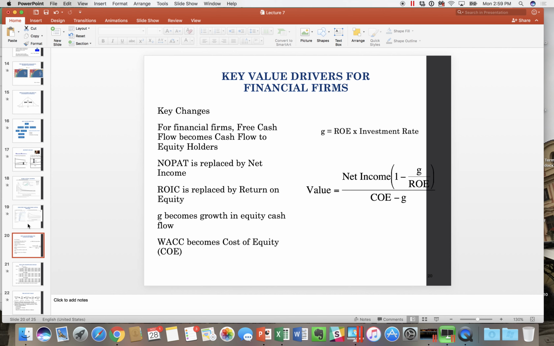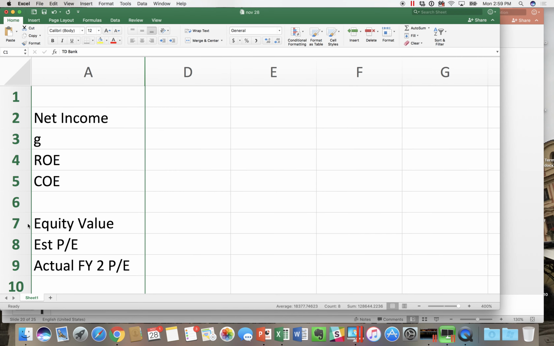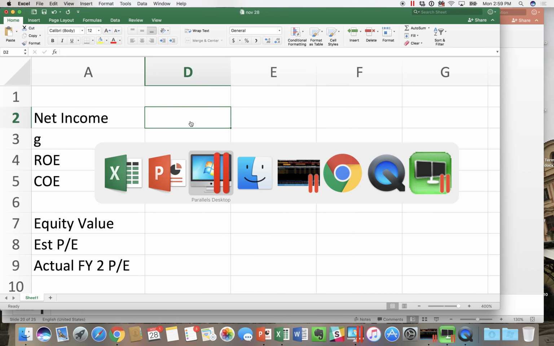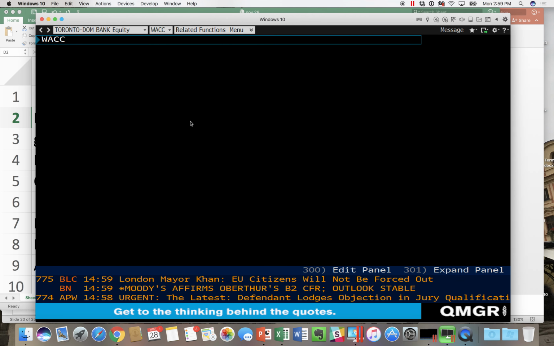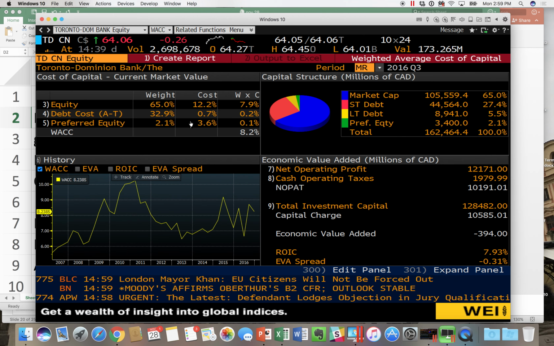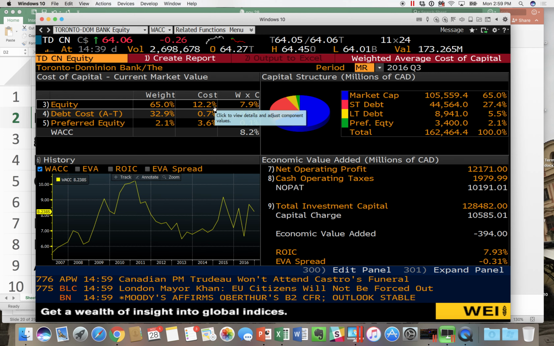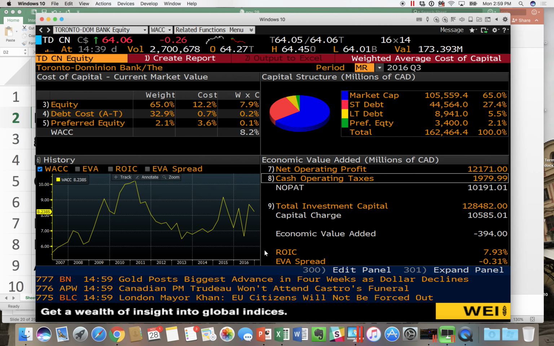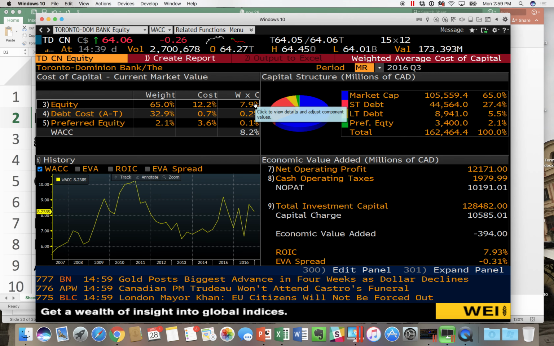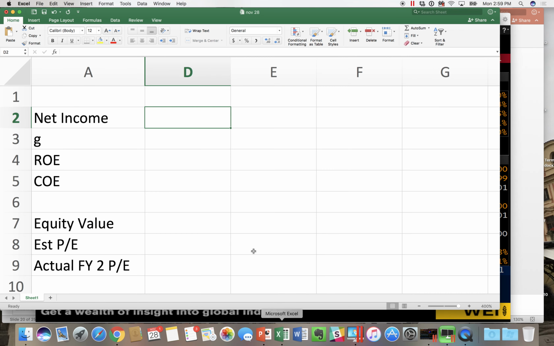So, TD Bank, let's do it real quick. This is the key data. And again, I care more about forward data as we're doing multiples. So let me go to Bloomberg and let me get their cost of equity, not their WACC, because I'm doing return on equity. So right now, 12.2% is the cost. Note to previous classes that are watching this video, I accidentally used 7.9 earlier. It is 12.2.